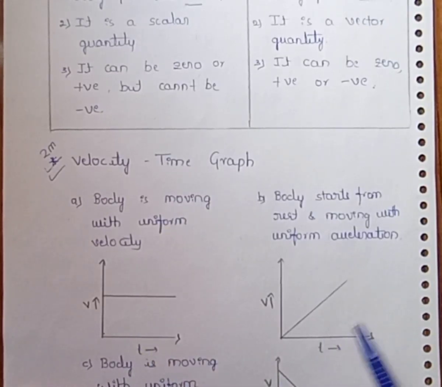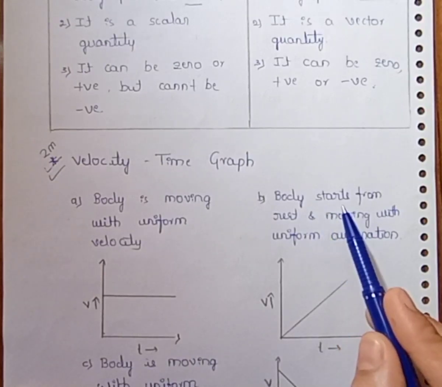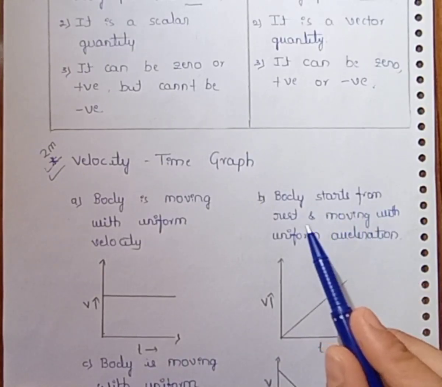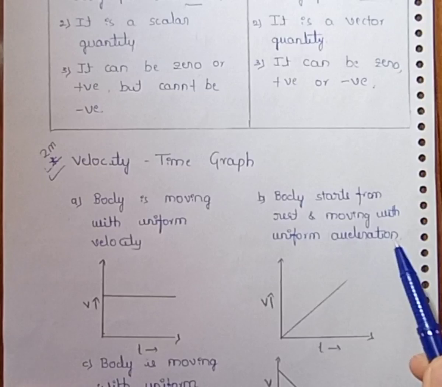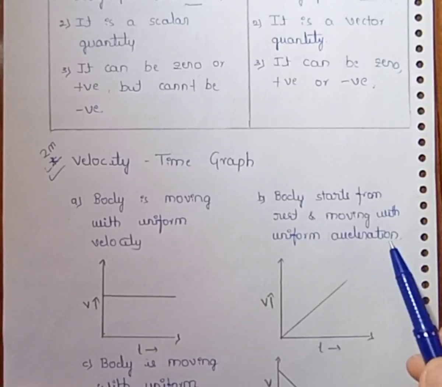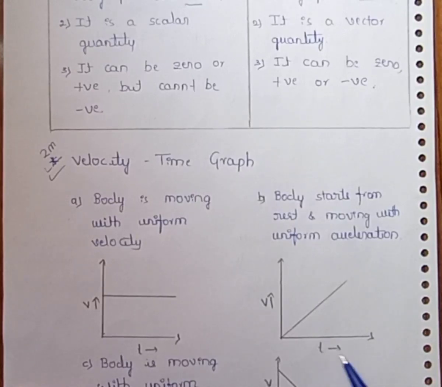In the second case, a body starts from rest position and moves with uniform acceleration. Uniform acceleration means constant acceleration. As time increases, velocity also increases in this case.